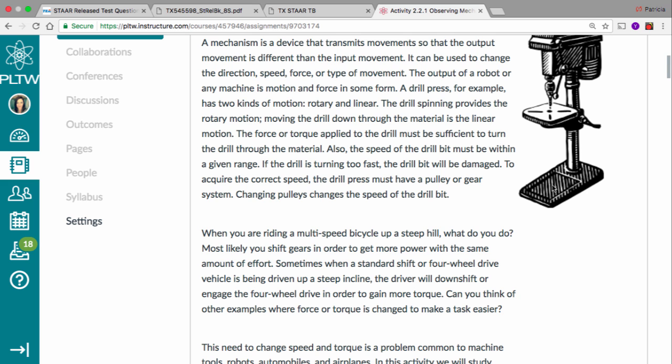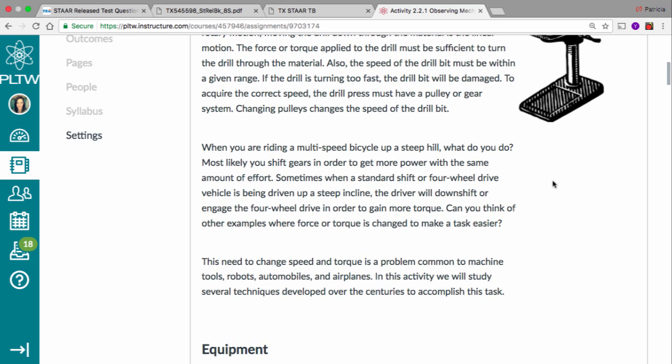So this need for change in speed or torque is a problem that is extremely common when it deals with machines, tools, robots, automobiles, airplanes. And in this activity, we're going to learn the different techniques to help us change speed and torque and even direction.